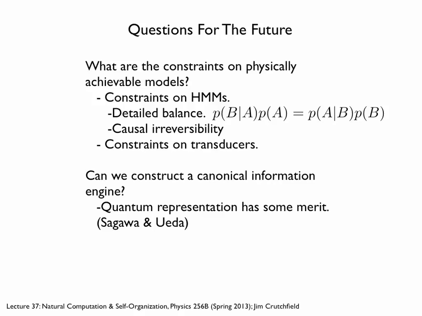And just to throw something else in there, I mentioned earlier that it would be nice to have a canonical representation of what an information engine should be. There's actually been some progress here by Sagawa and Ueda in pursuing that idea, because they took the quantum mechanical perspective. In quantum mechanics, the ideas of arbitrary time evolution and arbitrary measurement are well formalized. So rather than saying that there's just measurement or just erasure that's necessary to balance the work done by a system, they found that it's the sum of those. Sometimes it's measurement, sometimes it's erasure that's needed to account for the work done.